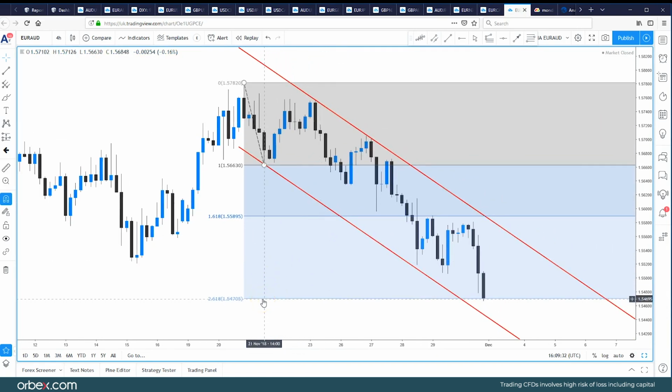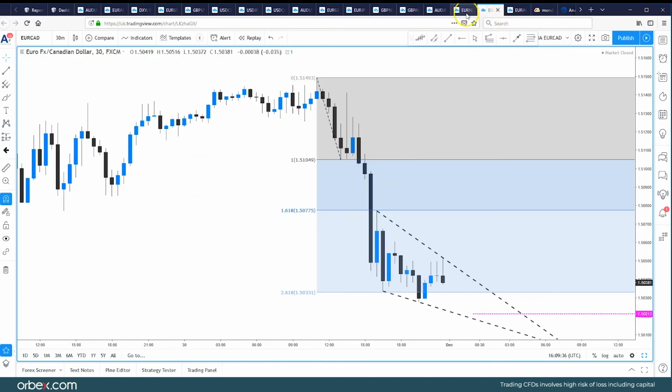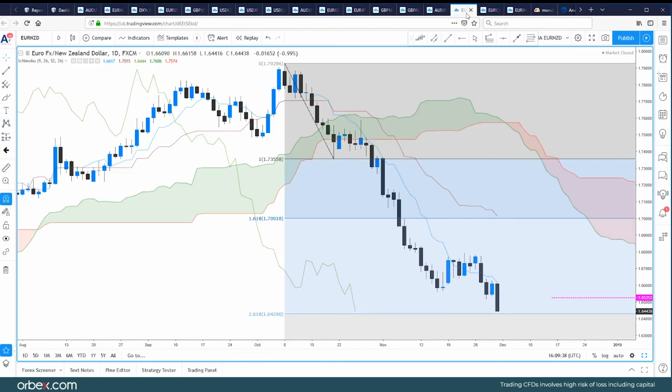If we go to the shorter time frame, we can see that we've got a 261.8% extension level at 154.70. So all of these crosses are basically highlighting that there should be limited downside in the euro at the beginning of next week, but we prefer to concentrate on the crosses than we would actually on euro dollar, at least at the beginning of this week.